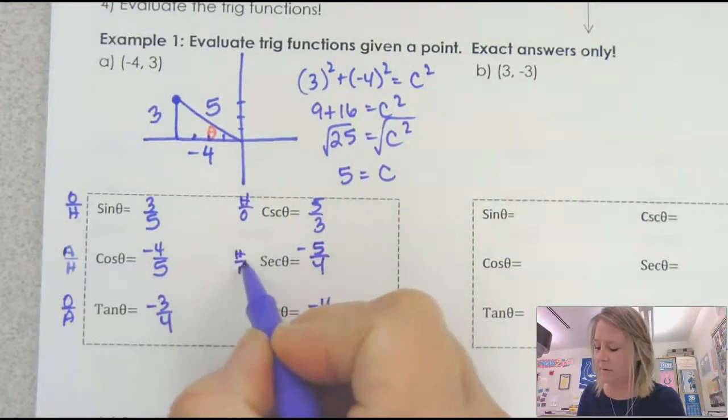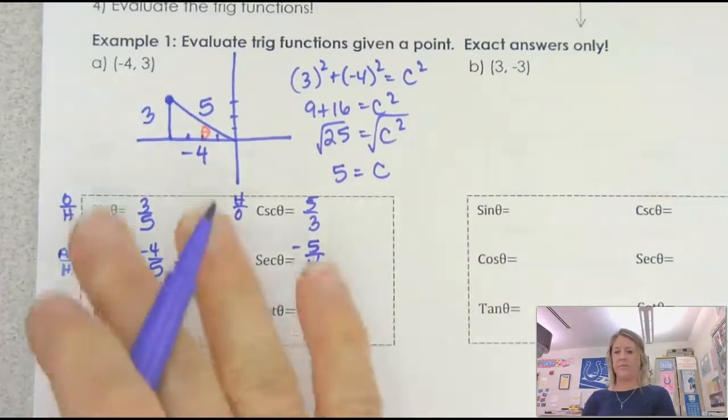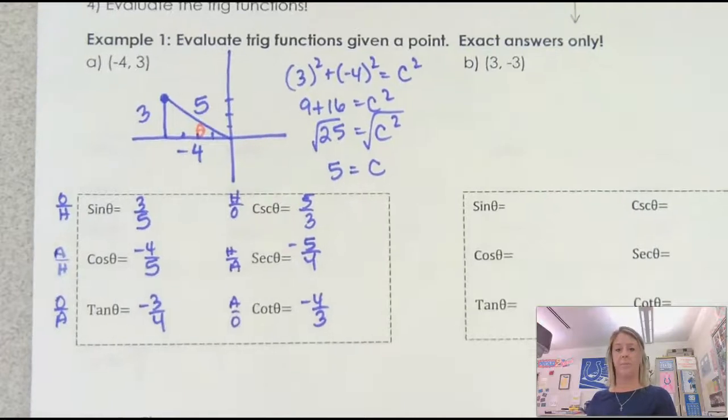This is hypotenuse over adjacent, adjacent over opposite. So I think it's easier just to find sine, cosine, tangent, and then flip them all. All right, let's try another one.